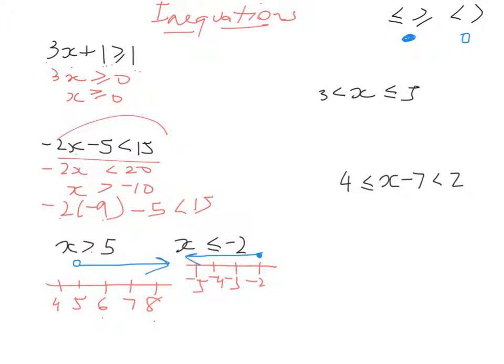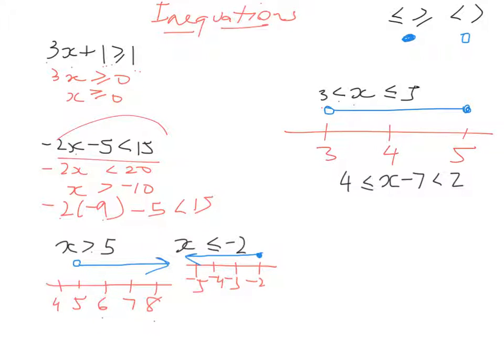Okay. Now for the last ones we're doing, a little bit different number line. We've got 3 is less than some number, which is also less than or equal to 5. So we can go anywhere between 3 and 5. X can be any number between 3 and 5. To draw that, because it's just a less than here, we do an open circle at 3. Because it's a less than or equal to, we put a closed circle at 5, and then we join them up together.